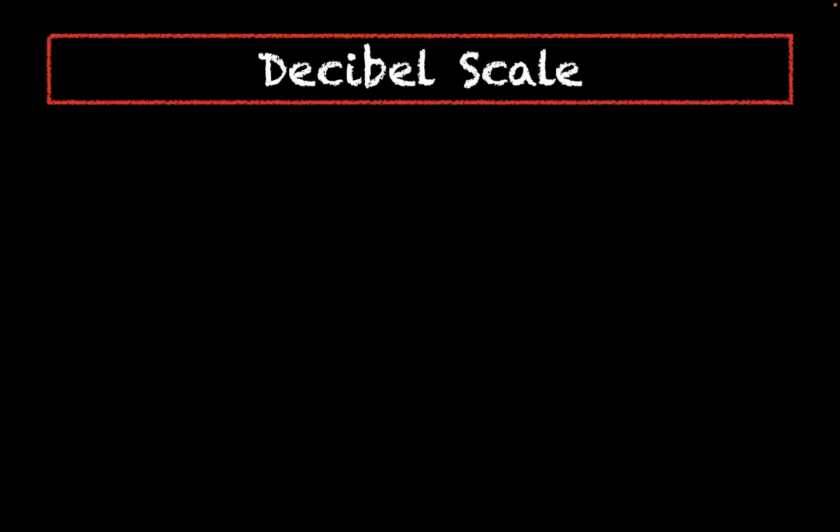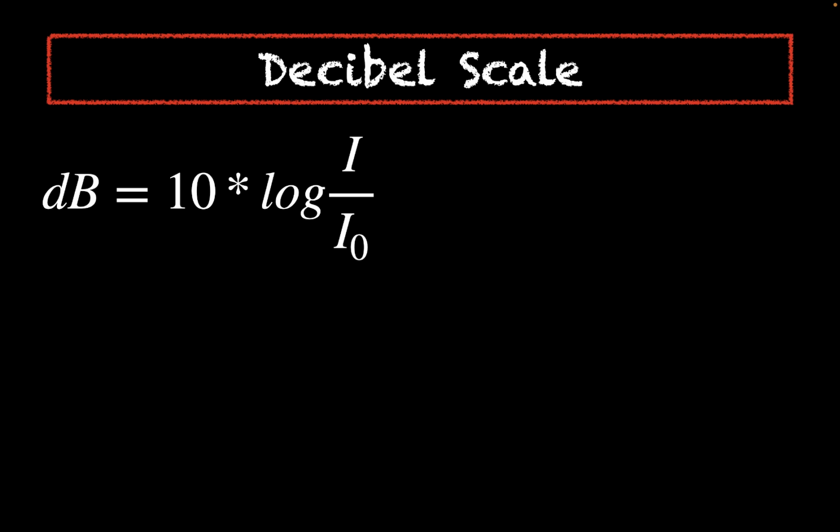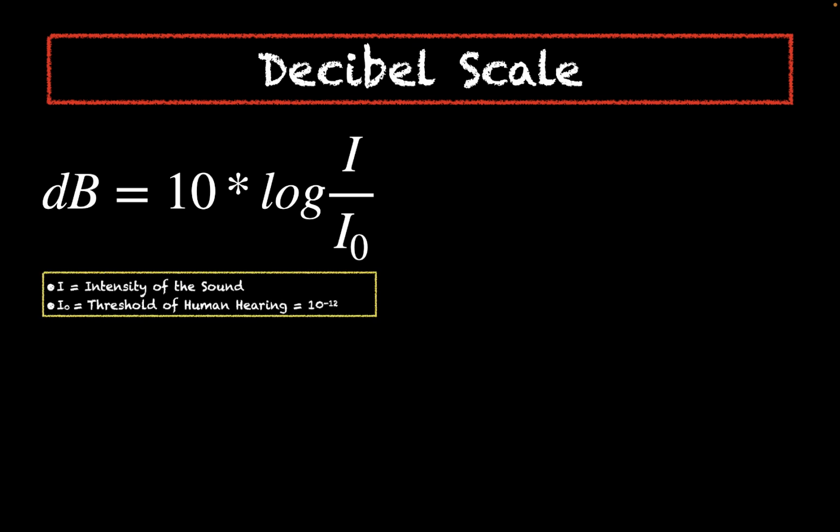So now let's talk about the decibel scale, which is incredibly important for humans. So the decibel scale goes off of this equation here, and what we're going to do is identify what each of these variables are. So dB represents decibel, and the two I's represent two things. The I on the numerator represents the intensity of the sound, and the I sub 0 represents the threshold of human hearing, which is equal to 10 to the negative 12th. So in other words, it's a logarithmic scale comparing an incoming sound wave to the threshold of human hearing.